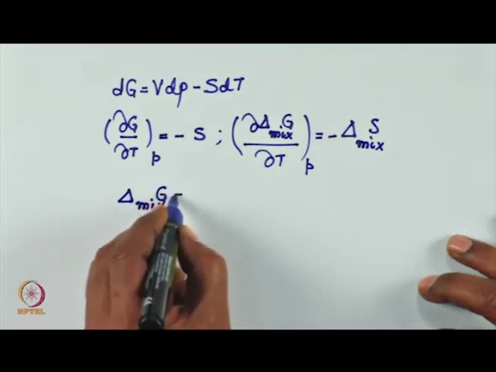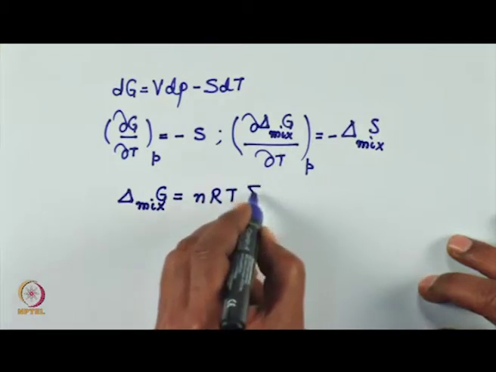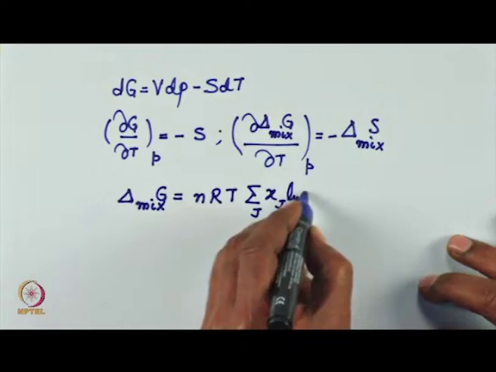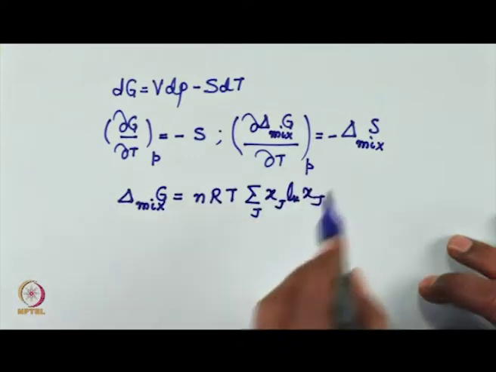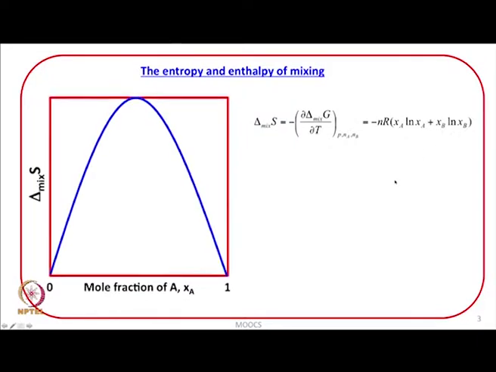We have just discussed that the free energy of mixing is equal to N R T summation j x j log x j, and if I take the temperature derivative of this, the T term from delta G mixing will disappear and delta S mixing will turn out to be minus N R x A log x A plus x B log x B, which is for the mixture of A and B.